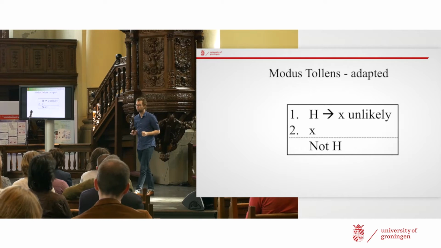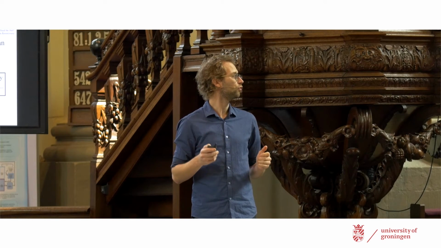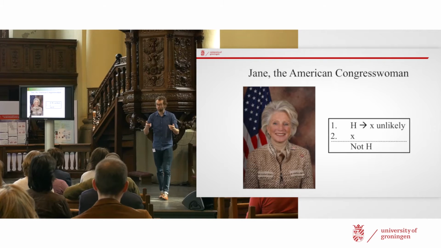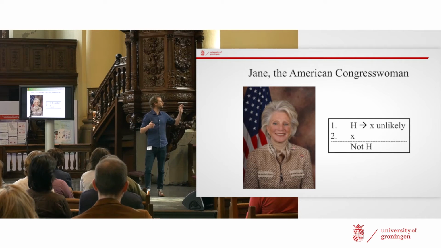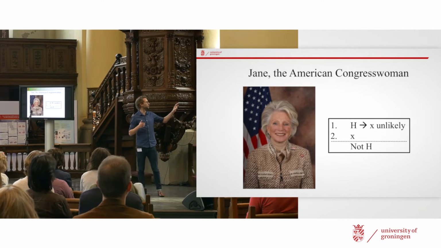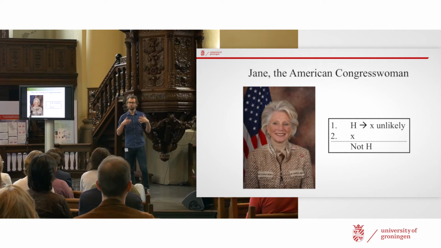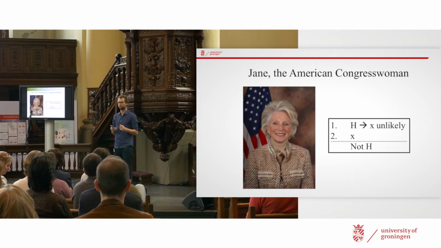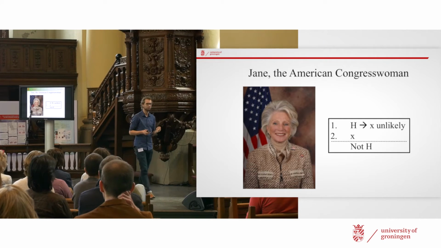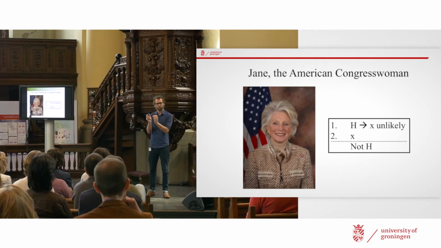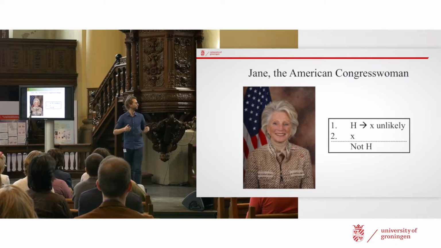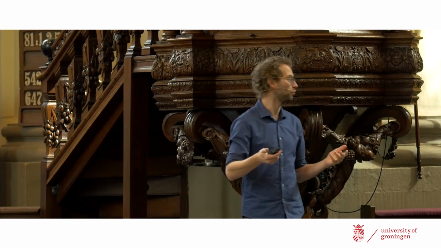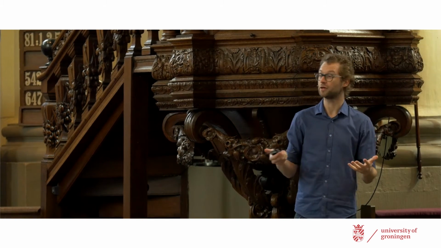This is not one I've come up with myself. It's called Jane, the American Congresswoman. And the logic goes like this. The hypothesis here, H, is that Jane is an American. If Jane is an American, it's unlikely that she is a congresswoman. This is a perfectly valid statement, right? Of the many Americans that are there, only a fraction of them will be congresswomen. Number two, Jane is in fact a congresswoman. And then we conclude that Jane is not an American.